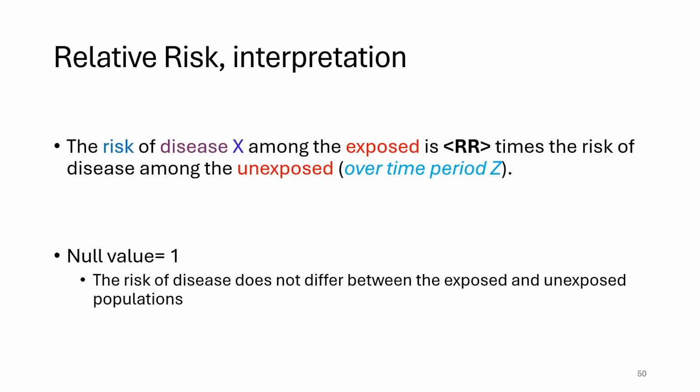Okay, to wrap this section up, when we interpret relative risk, here is essentially a sentence where I just want you to populate the important information when making your interpretation. So you would put the risk of whatever disease you're looking at among the exposed is whatever metric you calculated times the risk of disease among the unexposed over whatever time period your information was collected. Highlighting here that when the value is 1, we would consider that a null finding, meaning that the risk in the exposed group and the unexposed group is not different.